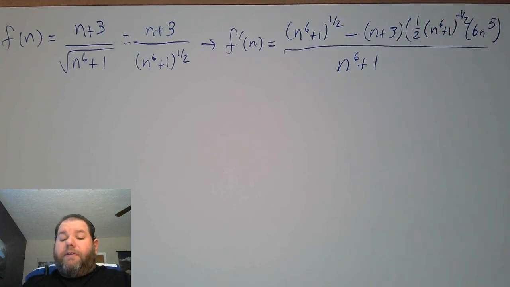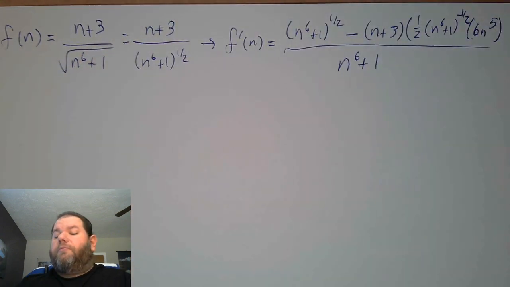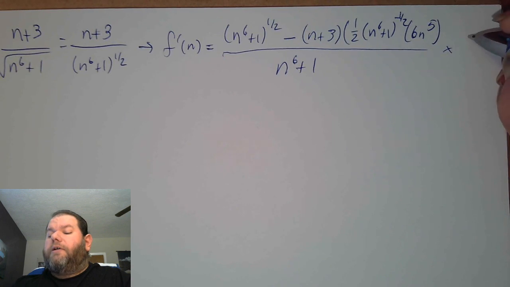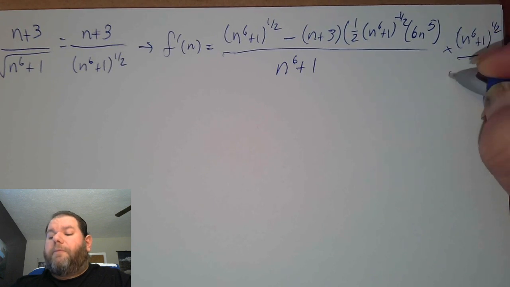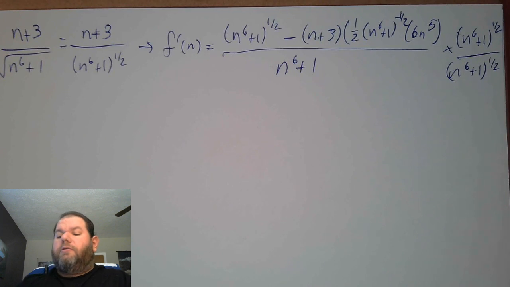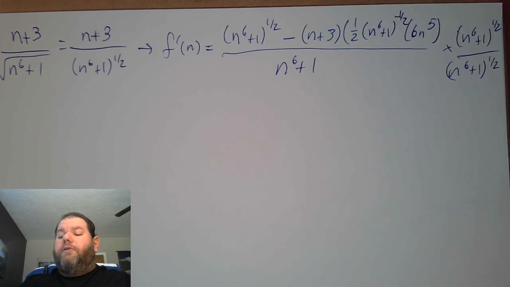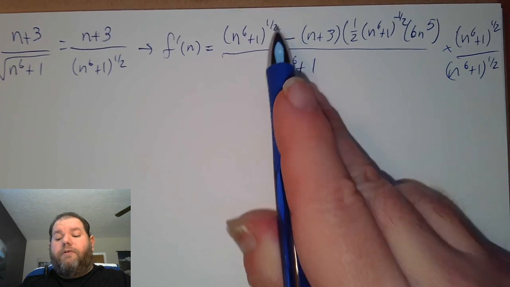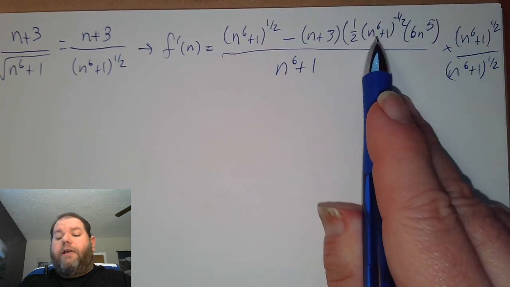To simplify this, I would multiply by n to the 6 plus 1 to the 1/2 on top and bottom. The reason we do that is that it will make that just n to the 6 plus 1 to the first, and that will cancel out this term here.